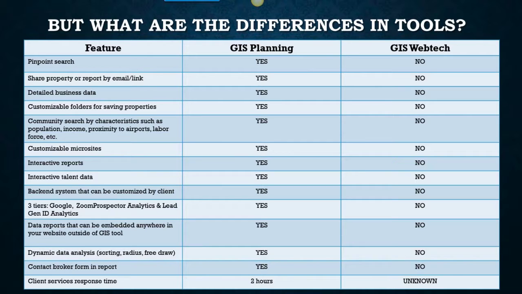We also have community search by characteristics. So if I was looking into the state of Florida and I wasn't sure what kind of community I was looking for, or the name of the community, I could search by population, income, airports, labor force, etc.